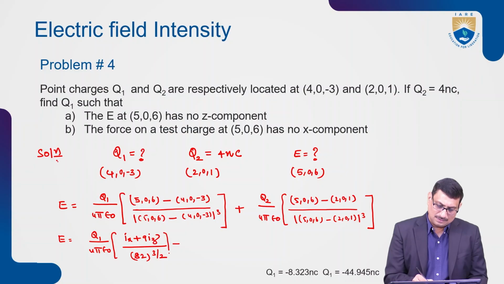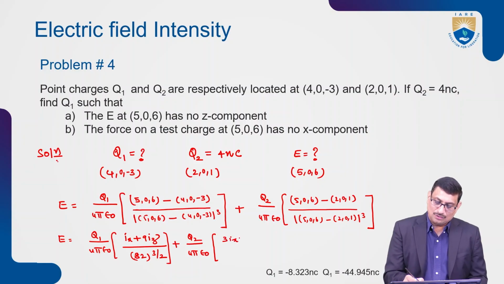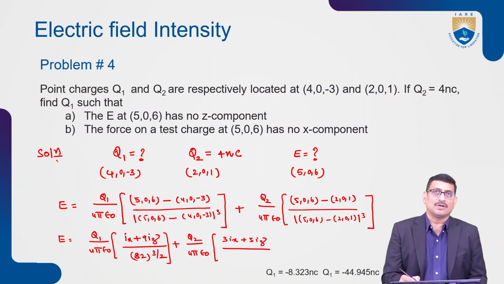plus Q2 divided by 4 pi epsilon naught into (5, 0, 6 minus 2, 0, 1). (5 minus 2) 3 Ix, 0, (6 minus 1) plus 5 Iz, divided by square root of 3 square plus 5 square. 3 square is nothing but 9, 9 plus 5 square, 25. 25 plus 9, so that is 34 whole power of 3 by 2.